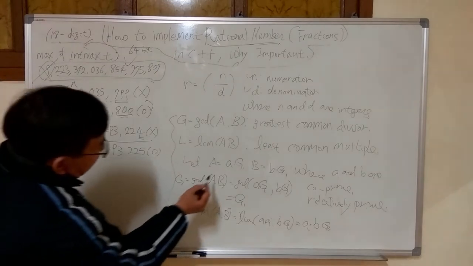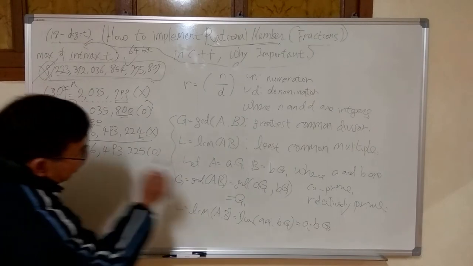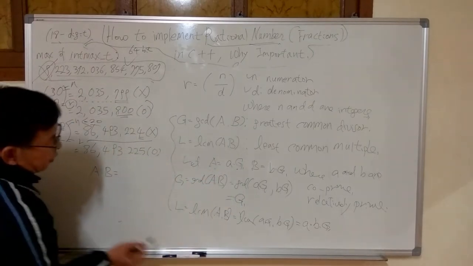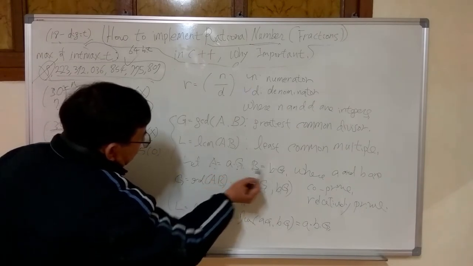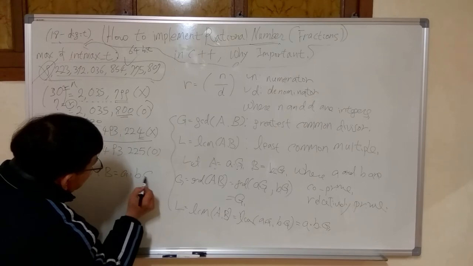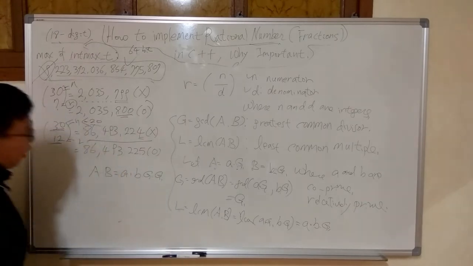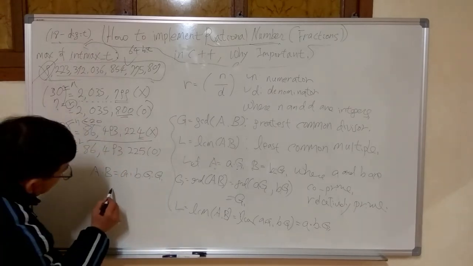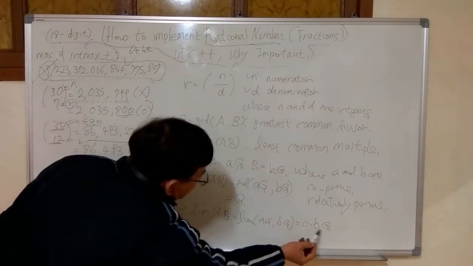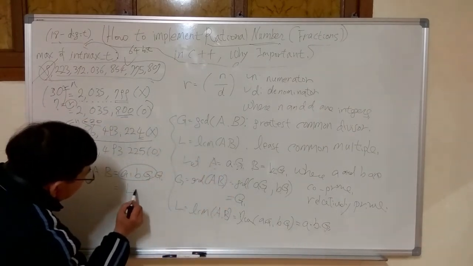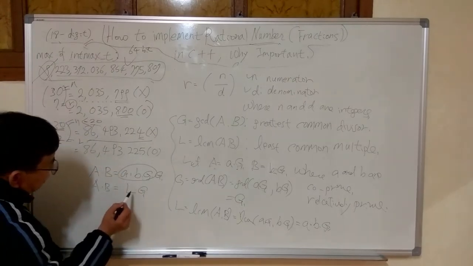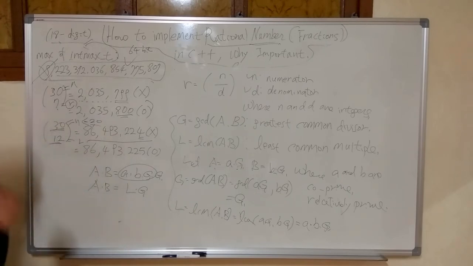If we multiply A and B, A times B equals abGG. Then if we let this term abG be L, we have A times B equals L times G.